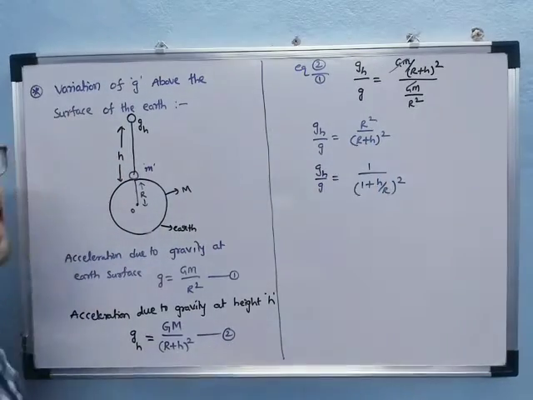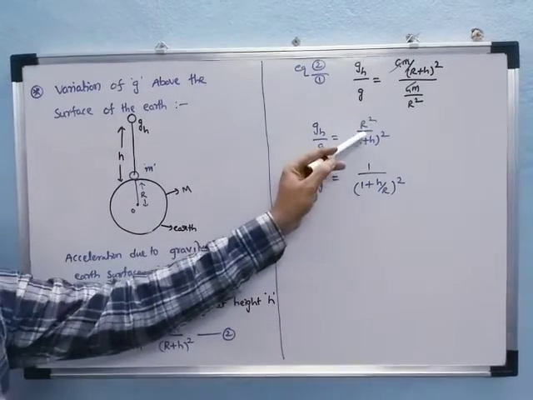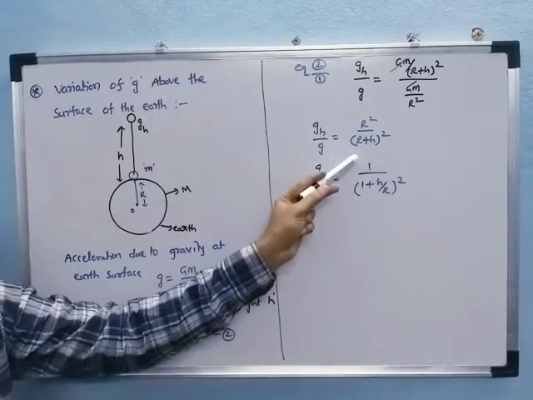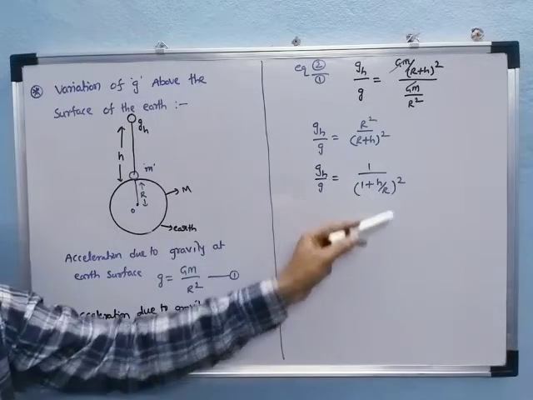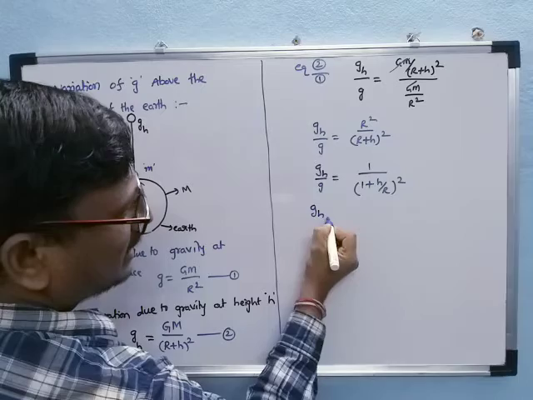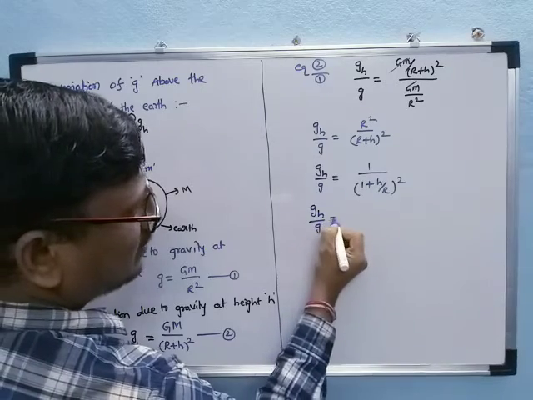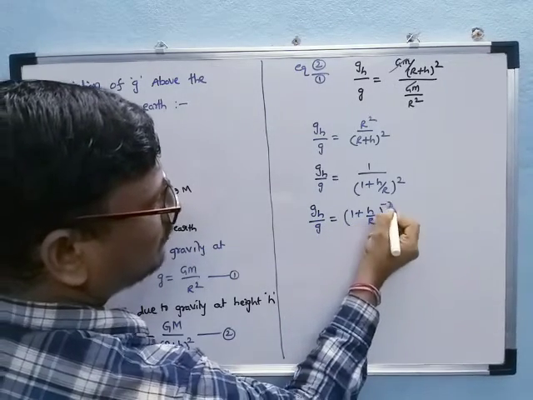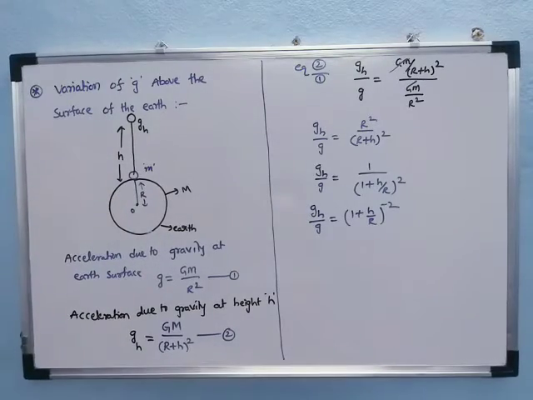Here, dividing by R, the R square gets cancelled, and 1 whole square is only 1. Here R divided is 1 and h by R whole square. Taking this denominator value to the numerator, gh by g is equal to 1 plus h by R whole to the power of minus 2, and here we apply the binomial expansion.